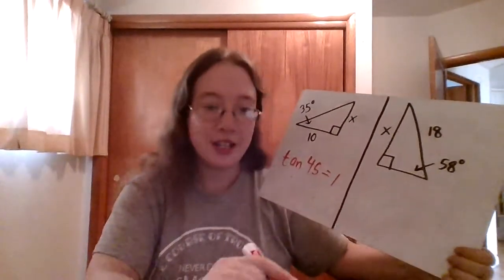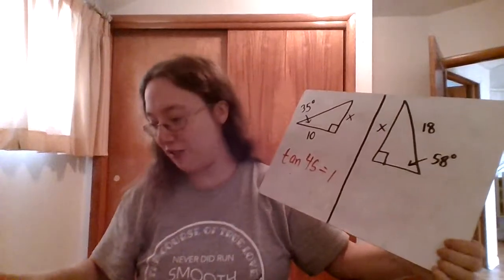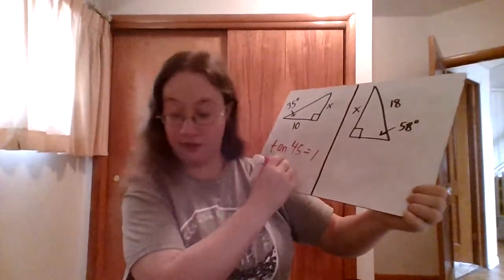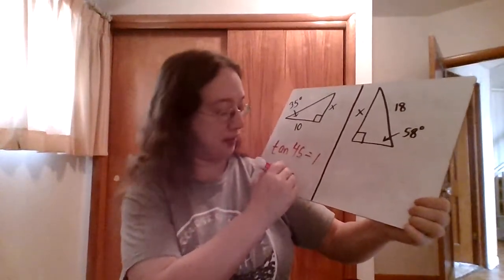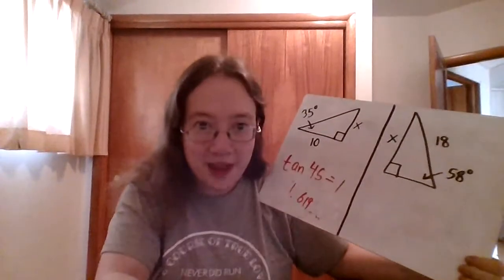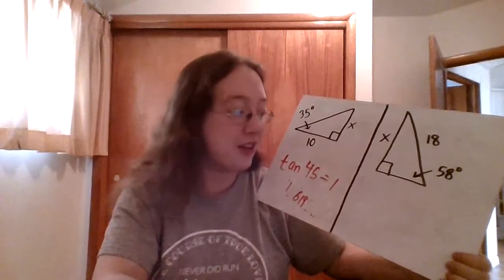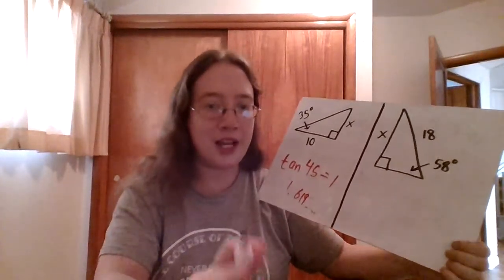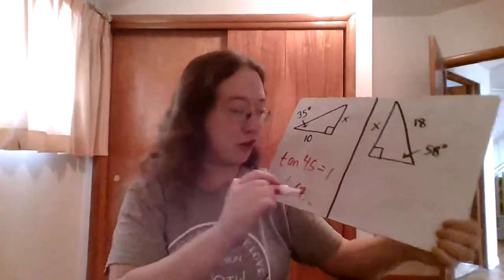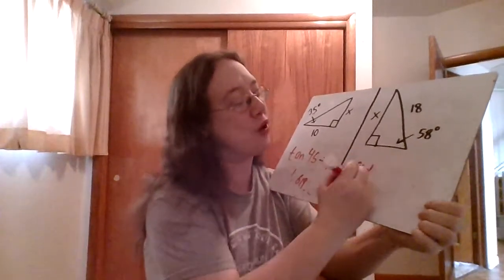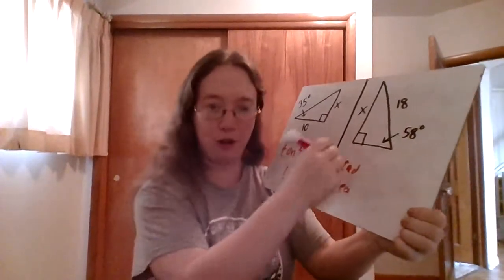If you didn't get 1, and you got some weird decimal like 1.6919 something, your calculator's in radians, and you're going to need to figure out how to change it to degrees. Most of them will have a radian degree button somewhere, so look for something that says RAD or DEG, or maybe R and D.